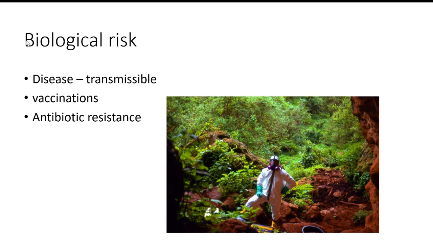When we get into biological risk, it's a disease that's considered to be transmissible, which I'll talk about in the next slide. Other things to talk about with this are ways of prevention, like vaccination, as well as ways diseases can become more dangerous. We'll talk later on this week about antibiotic resistance.